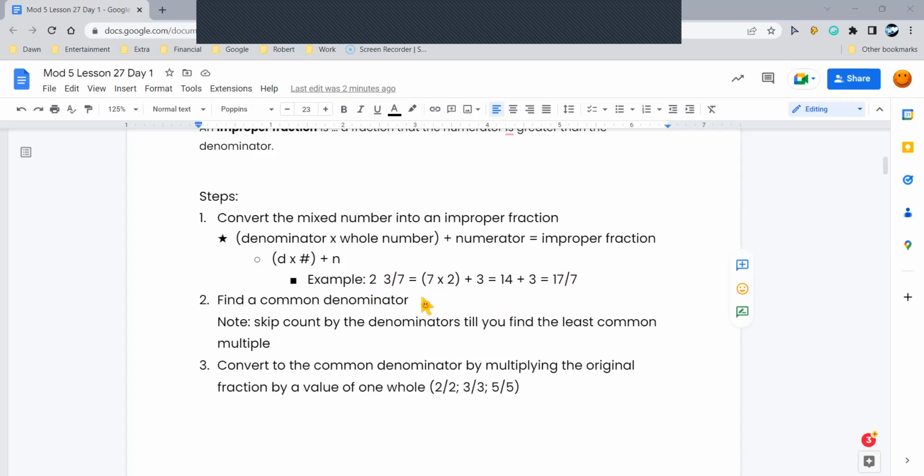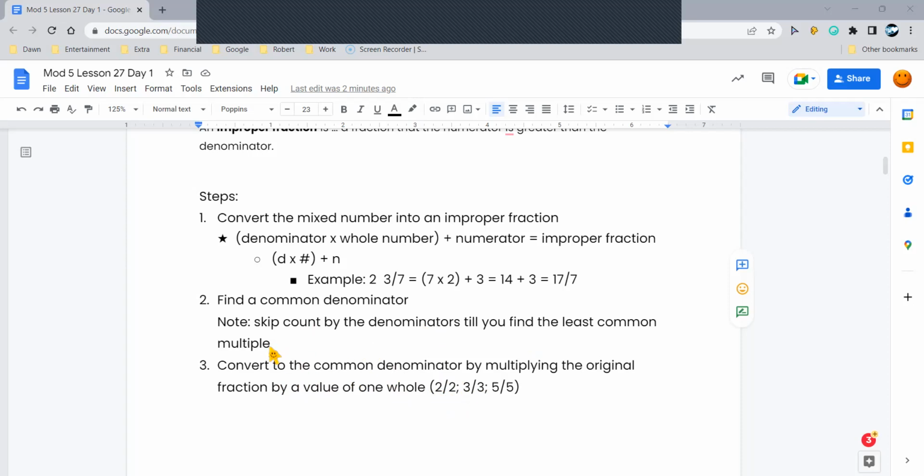Then, once we do that, we need to find a common denominator. Remember, we skip count the denominators till we find our least common multiple. And then once we do that, we convert to our common denominator by multiplying the fraction by a value of 1 whole. So like 2 over 2, 3 over 3, 5 over 5.